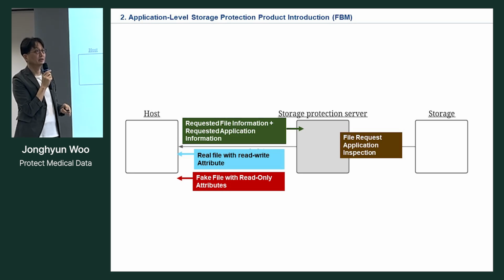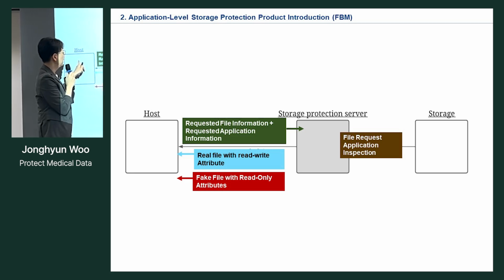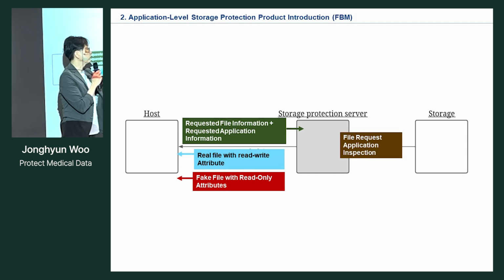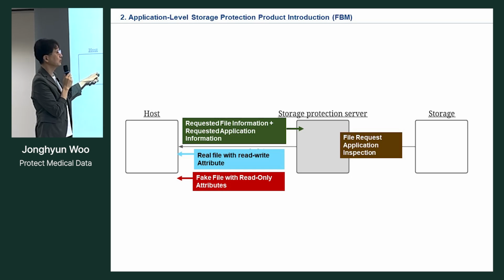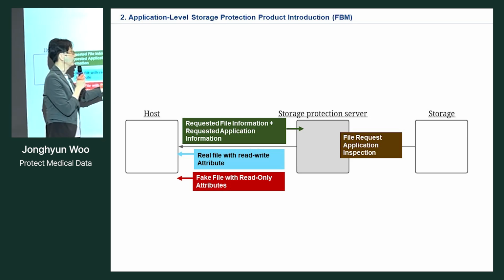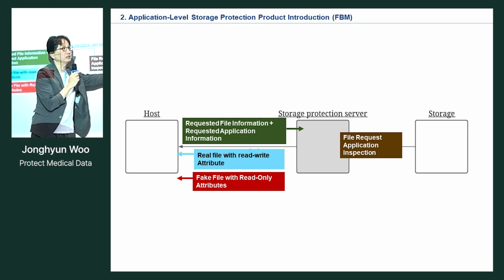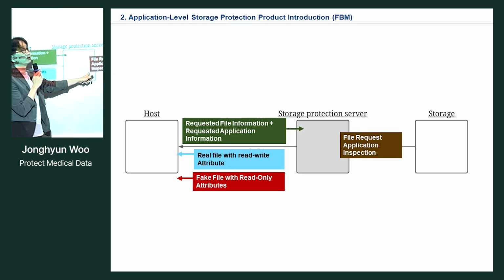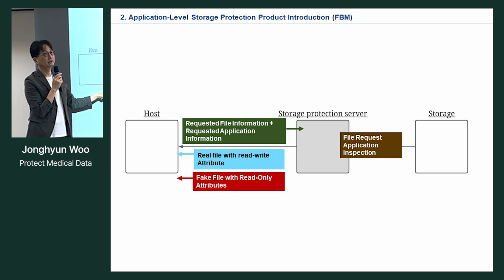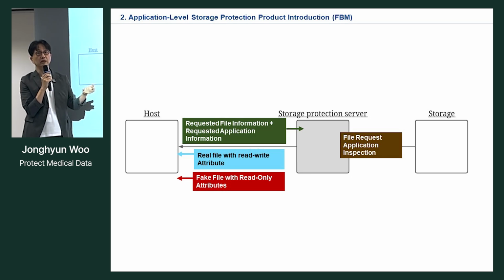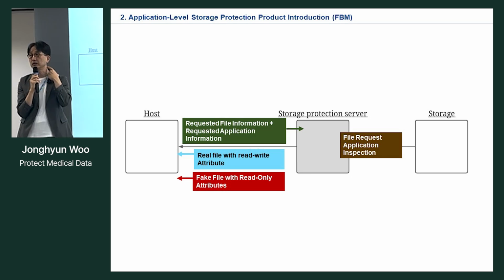It's simple. As I told you earlier, between the host and the storage protection, it works with a network file system. From the host standpoint, they can only ask for a file based on the file system. But we protect the file behind the file system, and the real file is here. If the requesting program was not pre-registered, it provides a fake file, read-only. So even though attackers can fish out and take the data, that data is a fake file.